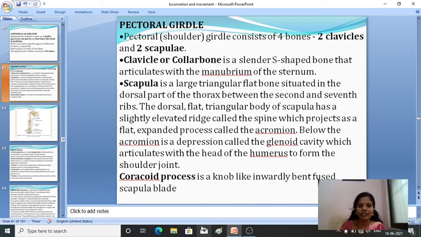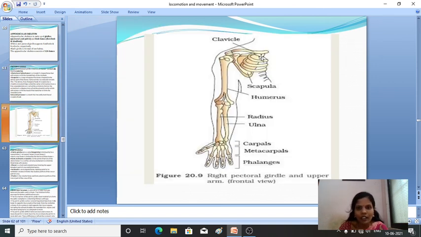Clavicles, or as they are commonly called, collar bones. Generally, a clavicle is a slender S-shaped bone that articulates with the manubrium of the sternum. These are the clavicles. They are connected with the sternum.